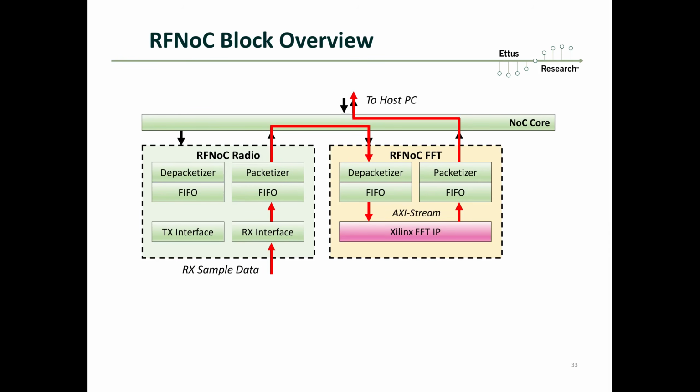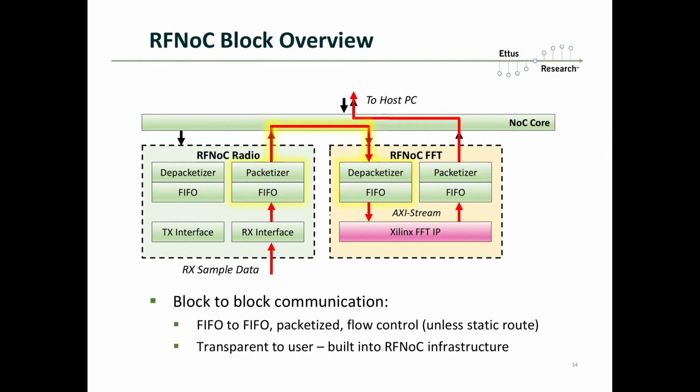Let's take a closer look at the internals of an rfnoc block, as shown by the diagram here. Again, the red arrows indicate the data flow. So here we have received IQ samples coming from the ADC into the rfnoc radio block and being routed to the rfnoc FFT block. Recall that all data is packetized in rfnoc, so every block has a depacketizer and packetizer at its inputs and outputs respectively.